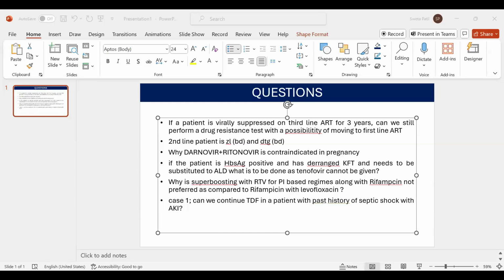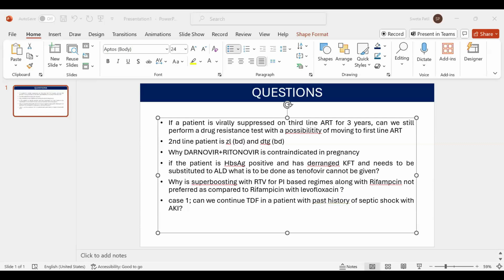If a patient is virally suppressed on third line ART for 3 years, can we still perform a drug resistance test with the possibility of moving to first line ART? We can, yes. Based on that report, we can move to first line ART, because in that scenario the switching must have taken place because of unsuppressed viremia due to non-adherence. So he may not be drug resistant, and such a test will reveal that. So it is possible, and we should be moving to first line.